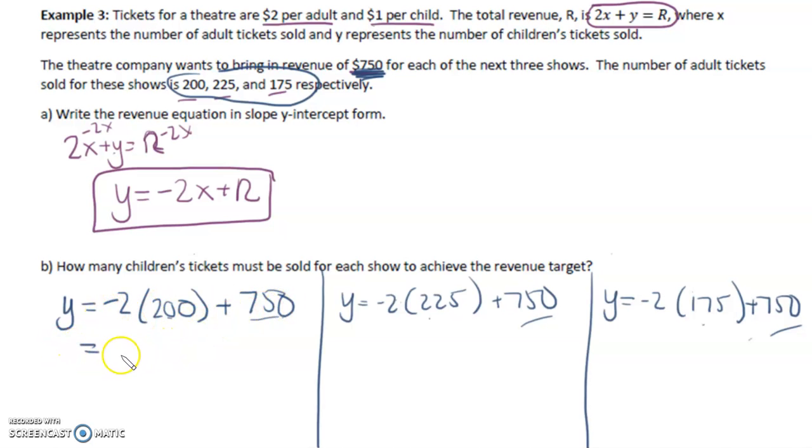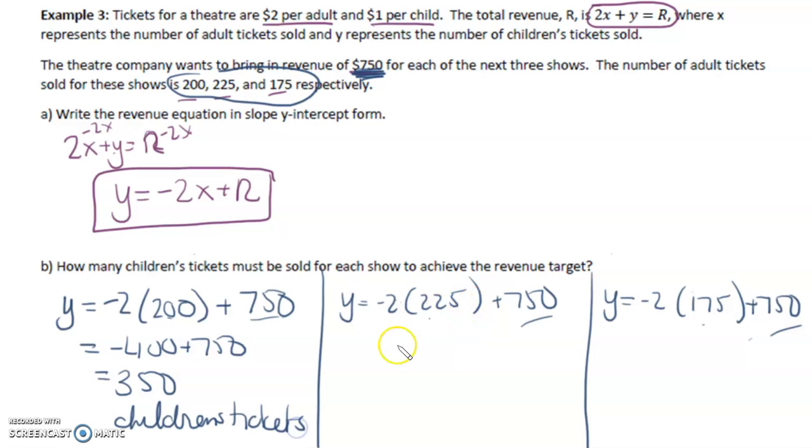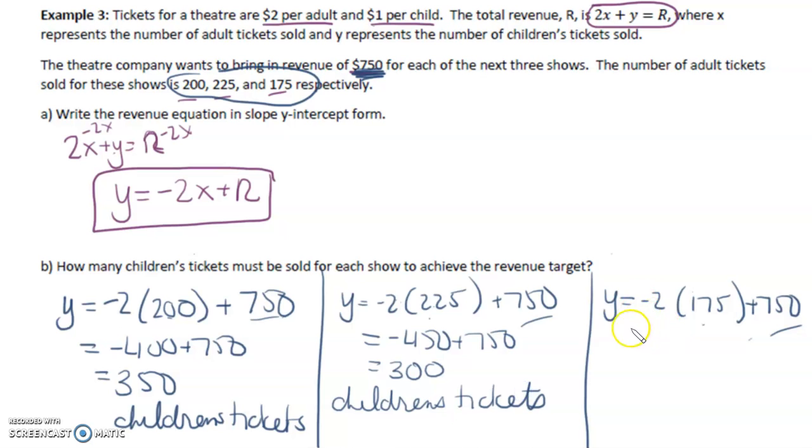If you put this all into your calculator, this would be negative 400 plus 750, and I get 350 children's tickets. Negative 2 times 225 is negative 450 plus 750. So I get 300 children's tickets. And negative 2 times 175 is negative 350, negative 350 plus 750, which gives us 400 children's tickets.